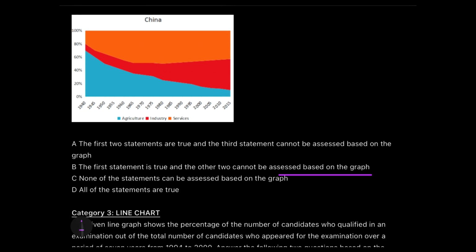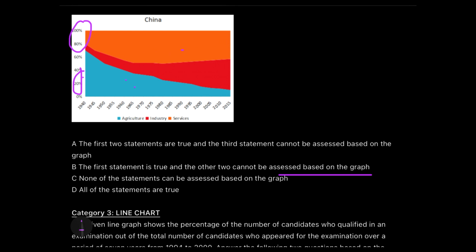If you carefully observe agriculture and services, you might say that the shaded part will be the dominating part. No, look at the number above, 100 to 80, and look at the number over here, 40 to 0. So how will you determine that the shaded part itself represents the dominating area? You can't, right? So the answer will be: the first statement is true, but the other two cannot be assessed based on the graph.